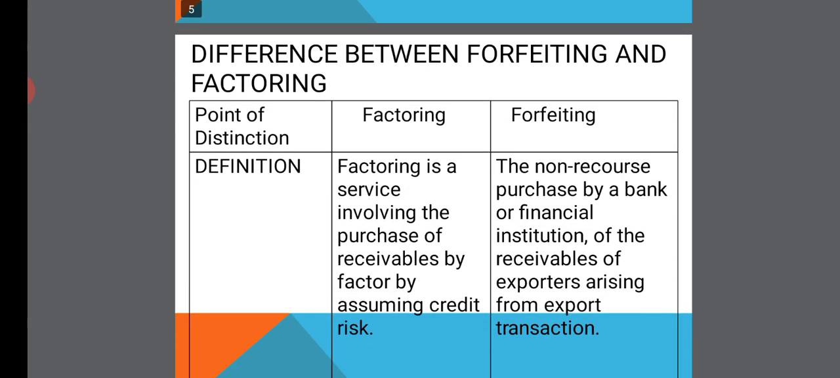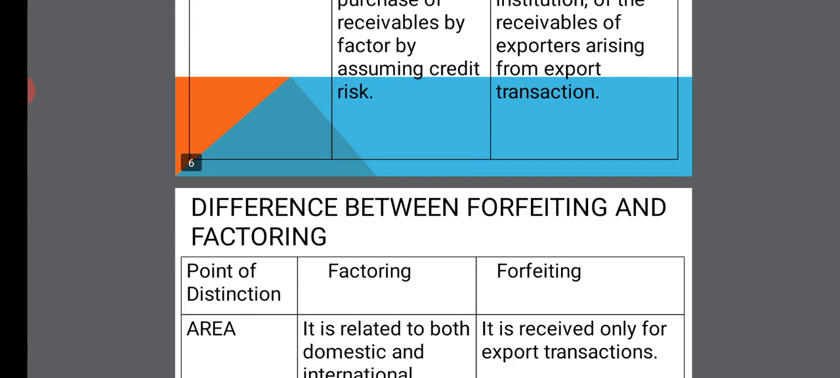There are some differences between forfeiting and factoring. The first point of distinction is related to the definition. Factoring is a service which involves the purchase of the receivables by the factor. But whereas forfeiting means non-recourse purchase by a bank or by a financial institution of the receivables of the exporters arising from the export transactions.